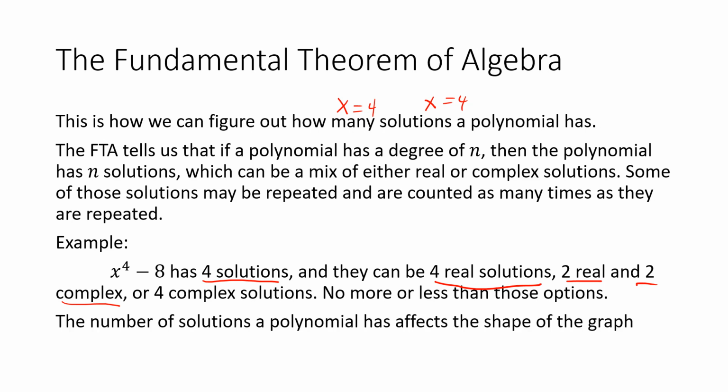Oh, and just an extra tip over what I'm going to talk about later: the number of solutions a polynomial has affects the shape of the graph. The number of solutions will tell you how many x-intercepts it might have. The degree of the polynomial is also going to affect it as well. If you have a degree of 5, the shape of the graph is actually going to look different from the shape of a degree 3 polynomial. But I'll talk about that later.